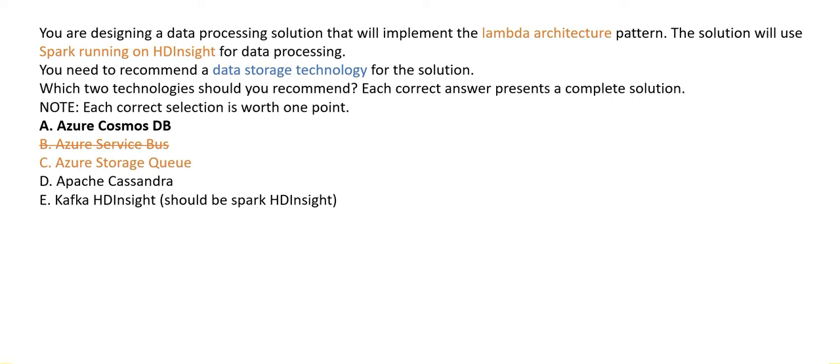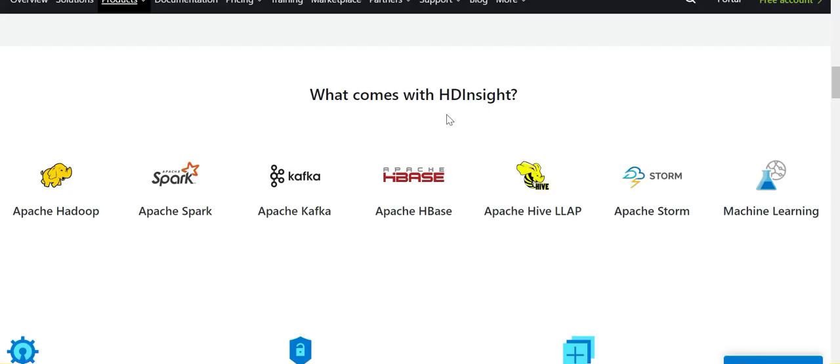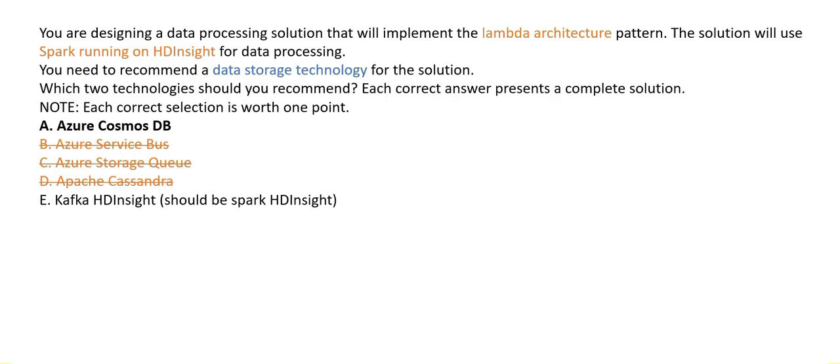I'll strike this off. Let's look at option D, Apache Cassandra. So if you see HDInsight, Cassandra is also not a part of this. Hence option D is also struck out. So that leaves us with E, and we need to choose two technologies. So Kafka on HDInsight is left here.